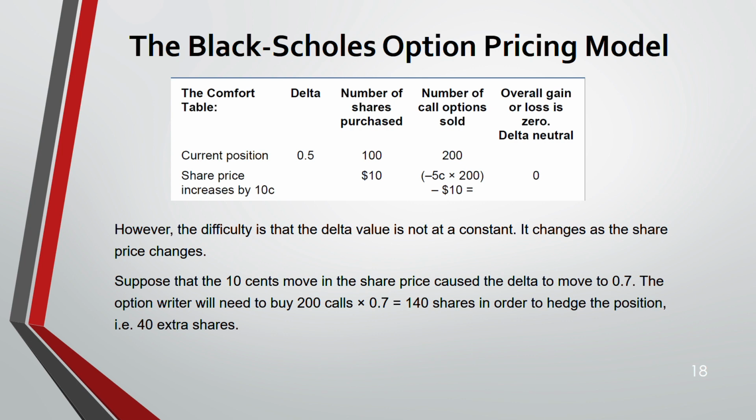Now what happens? Now you need to first find out how many option calls to be sold. There's a formula for that. You multiply delta by the calls. Already you have 200 calls before, so 200 into 0.7, 140 shares. You have to sell 40 extra shares now, because earlier the shares that you had was 100, now 140. So 40 extra shares. Option writer will need to buy, means you are selling them. They are buying from you, you are selling them 40 extra shares.